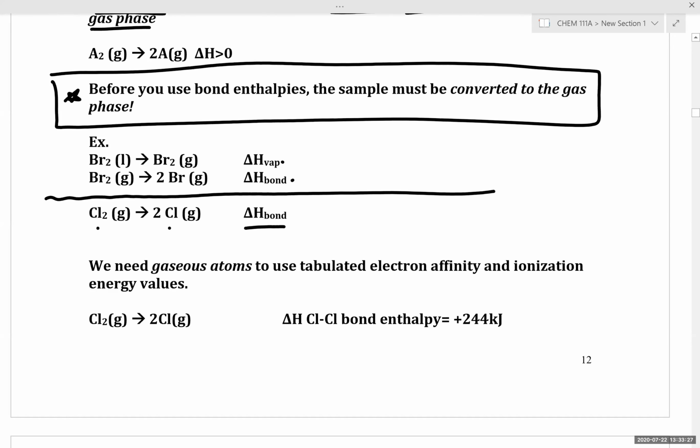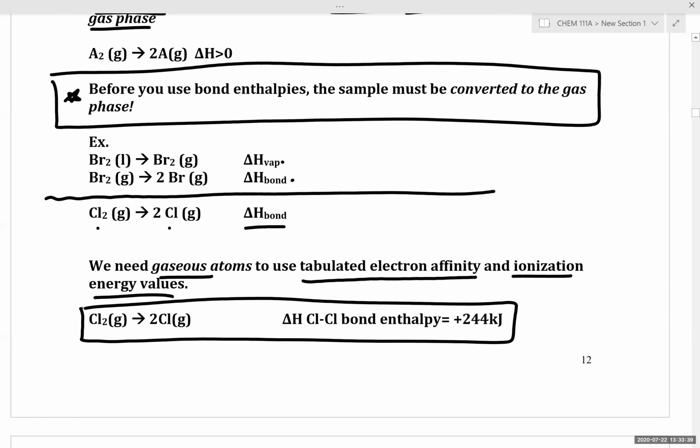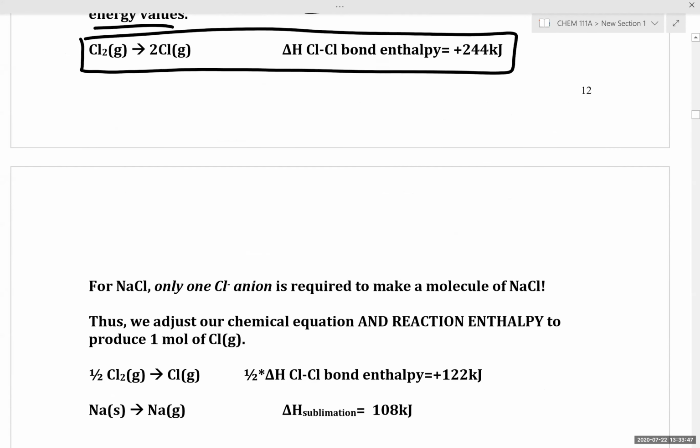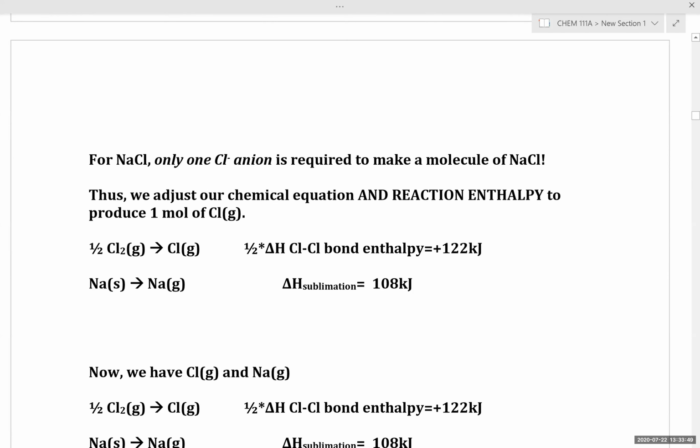Again, why are we generating gaseous atoms? We need gaseous atoms to use our tabulated electron affinity and ionization energy values. So we've taken chlorine and put it into the gas phase and broken it up into its component atoms. Wonderful. Now, one thing we have to keep in mind is that when we're making sodium chloride, we're going from sodium solid plus 1/2 chlorine gas leads to sodium chloride solid.